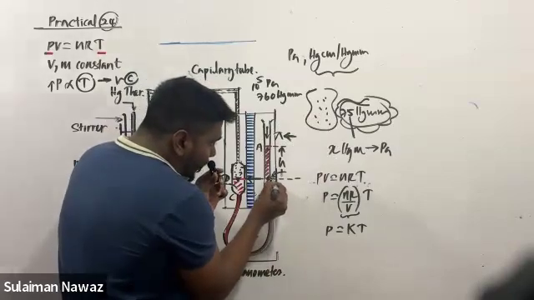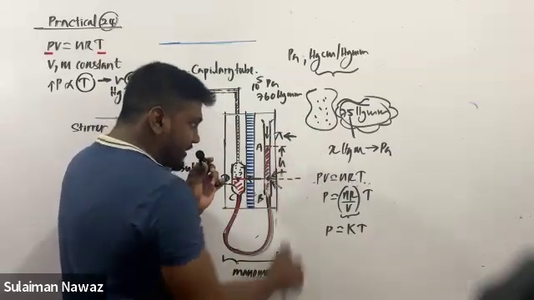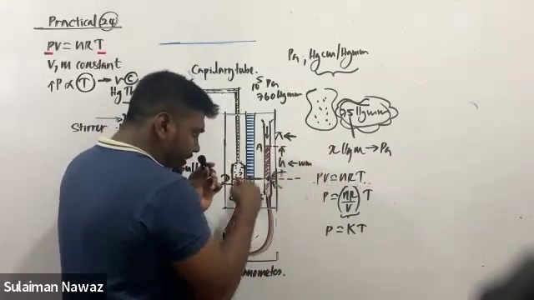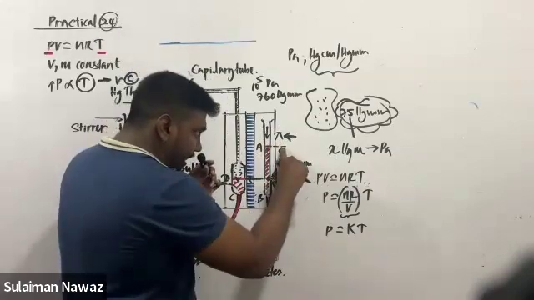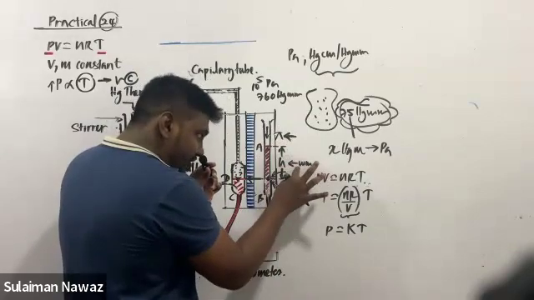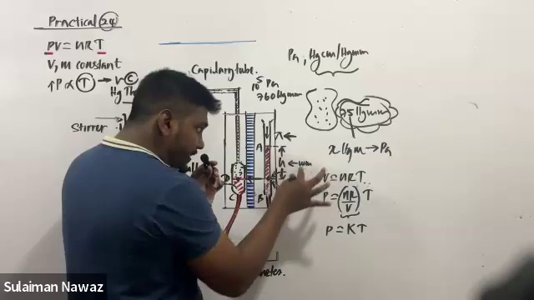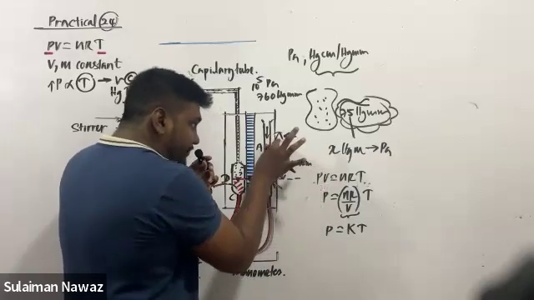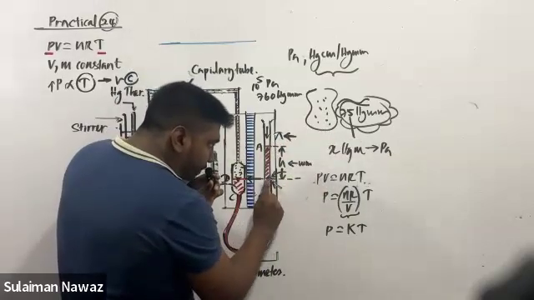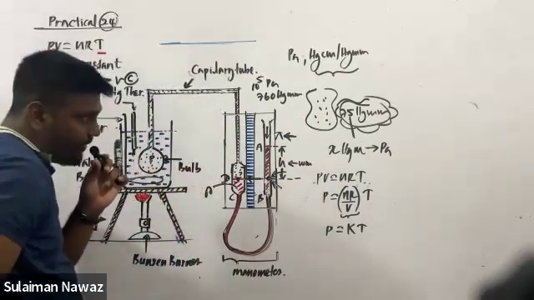Then if I ask you, what is the pressure at this point in terms of mercury millimeters? Think of h also measured in millimeters. This is the mercury column height, which you can measure, and h is measured in millimeters. Atmospheric pressure is also measured in mercury millimeters. What is the pressure at this point in terms of mercury millimeters?